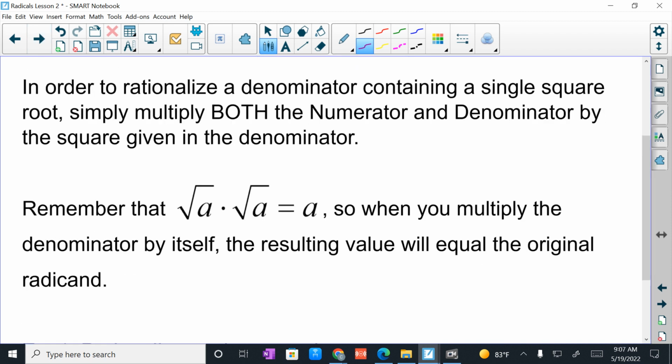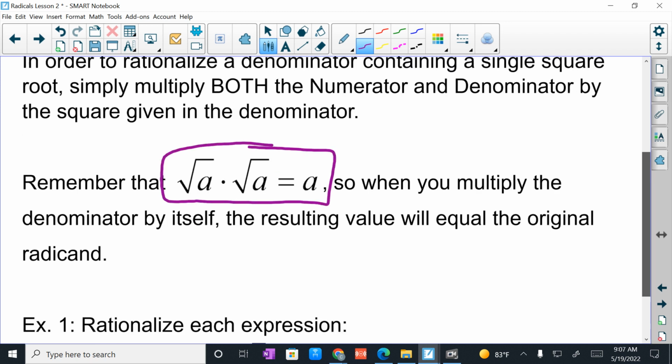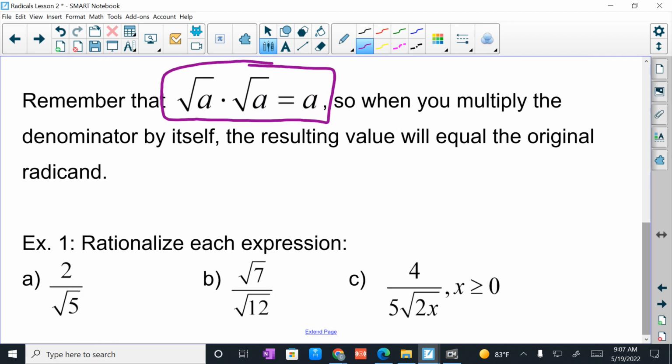So in order to rationalize a denominator containing a single square root, simply multiply the numerator and denominator by the square root given. And then remember what I just finished talking about. Square root of a times square root of a is a. The square root of something times the square root of itself will always equal the radicand, the inside part. That's going to help you big time, and I'm going to show you how.